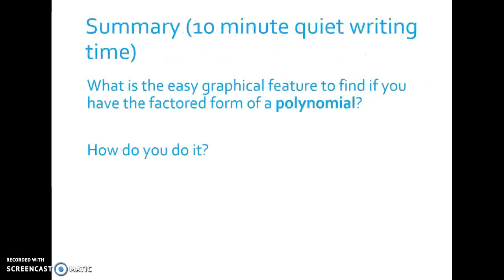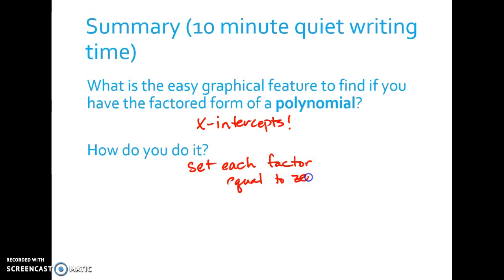Okay. So to summarize, the easy graphical feature to find if you have the factored form of a polynomial are the x-intercepts, which are sometimes also called roots or zeros of the polynomial. How do you do it? You set each factor equal to 0 and solve for x. All right, so at this point, you should be able to find x-intercepts for a factored polynomial.